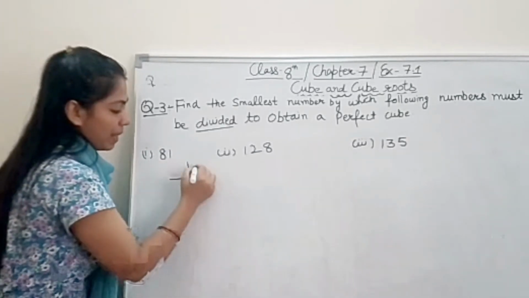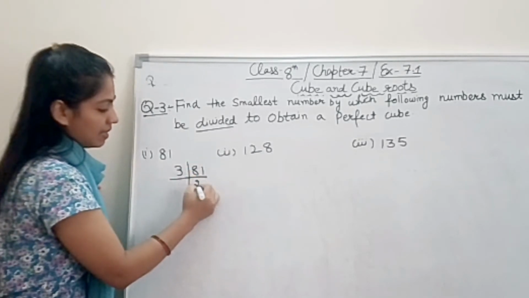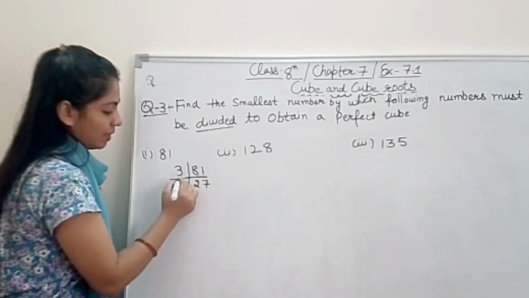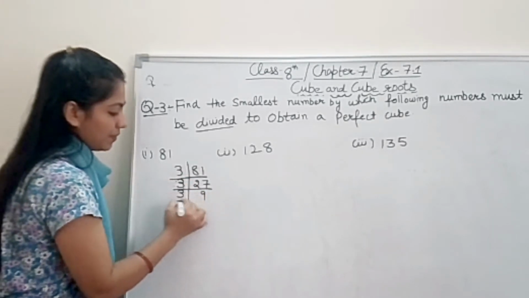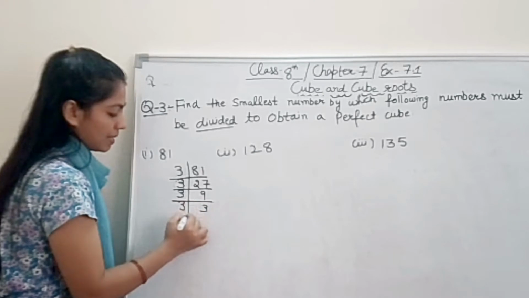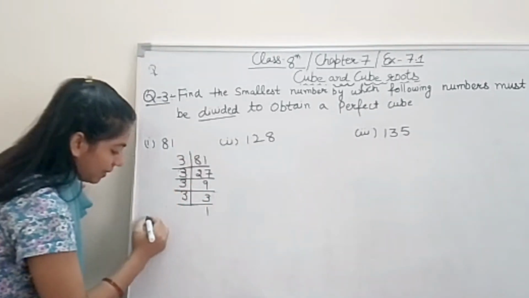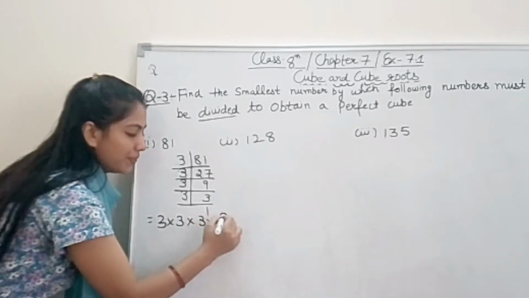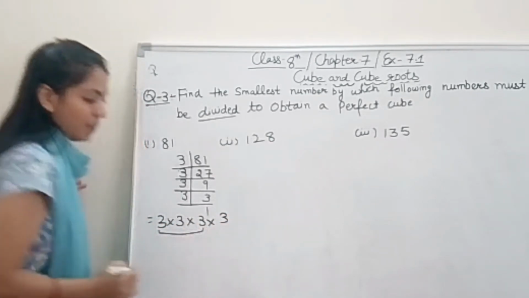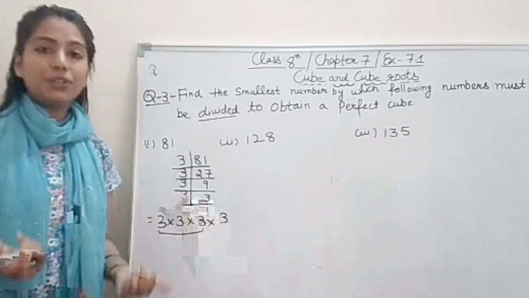81. So we'll do the prime factorization for 81. 3 twos are 6, 7; 3 nines are 27; 3 threes are 9, and 3 ones are 3. So as you can see, the factors are 3 into 3 into 3 into 3. So what is extra? 3. 3 is not in a group of 3.